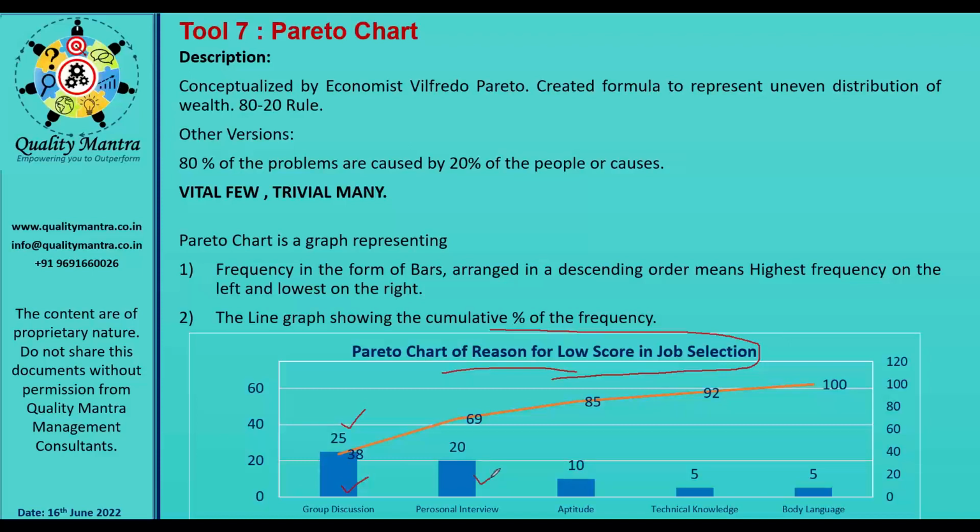Then by the personal interview, then aptitude, then technical knowledge, and then body language. So your lower score is because of these two things. So what you do, you will prepare. Definitely you have to focus on all other things. It is not that you will not focus, but whatever your current status is about the body language, technical knowledge, and aptitude, it is okay, or you have to take a lesser effort, but more focus should be given on the group discussion and the personal interview.